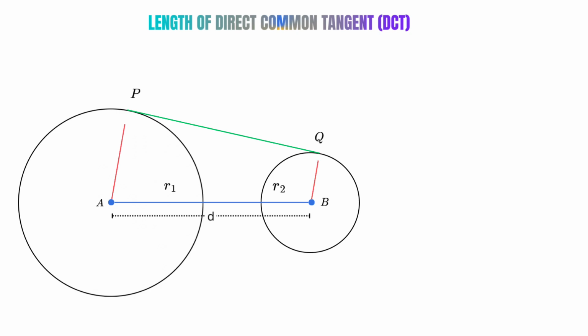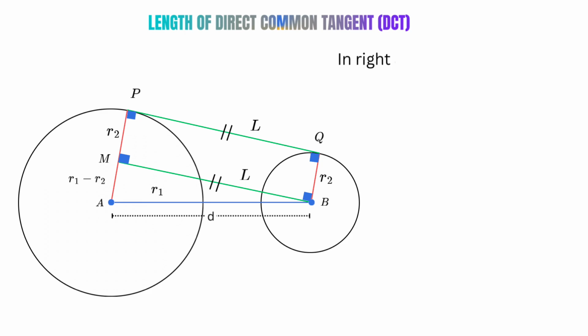Let's join both the centers to the points where the tangent touches the circles. Now drop a perpendicular from B to radius PA meeting at a point M, which forms the rectangle PQBM. Let length PQ be L, then length of BM is also L since PQBM is a rectangle. Let's consider triangle AMB, which is a right-angled triangle in which side AM is equal to R1 minus R2, AB is D and BM is L.